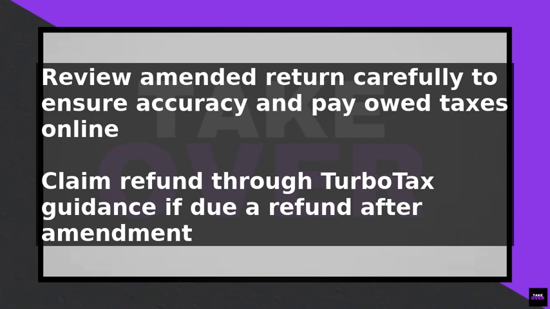After completing the amendment process, print and mail the amended return to the IRS, along with any required supporting documents. You can also e-file your amended return if you are eligible. Keep in mind that amending a tax return can take several months to process, so be patient and check the status of your return regularly.